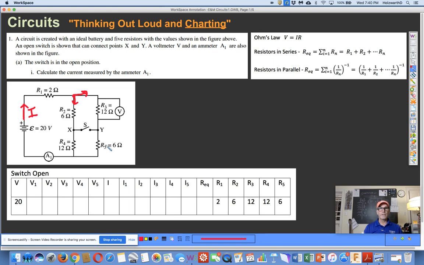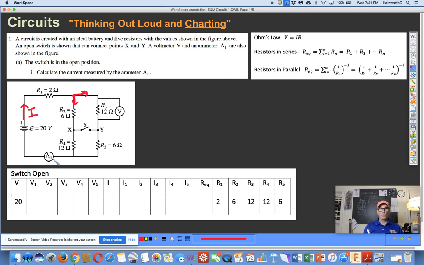A voltmeter V and an ammeter A1 are also shown in the figure. The switch is in the open position, okay, at the beginning. Calculate the current measured by the ammeter. Now, the ammeter is, I'm going to say, south of the negative terminal of the battery. But if you remember, when it comes to current or conservation of charge, the current that leaves the battery is equal to the current that returns to the battery. So the current that leaves the battery is the same reading that you're going to get for A1.